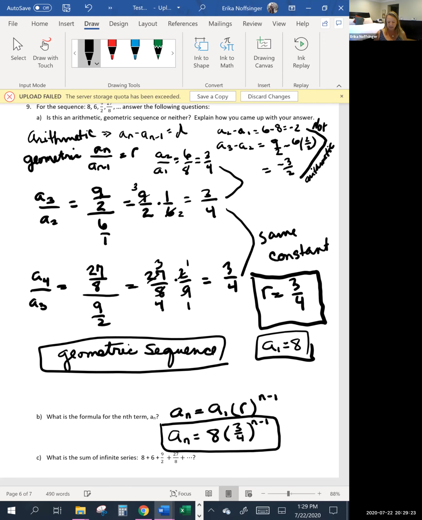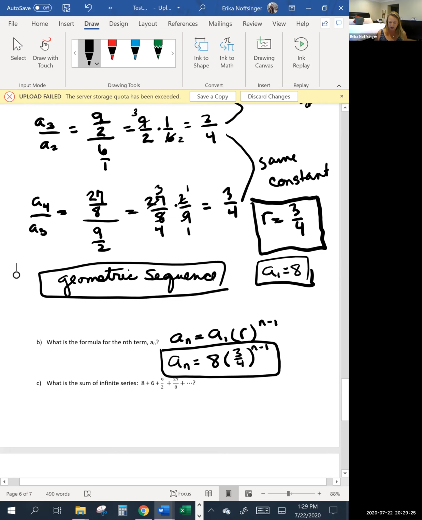So the next piece is asking us to find the sum of the infinite series. We're looking at the summation of our sequence 8 times 3/4 raised to the n minus 1, or we can put k if we want, or n. k equals 1, but this time we're going to infinity.